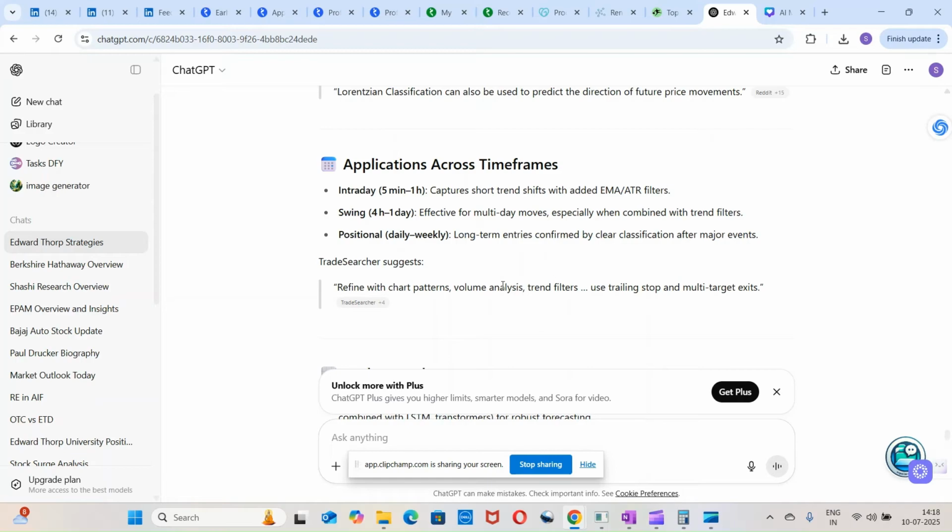TrendSearcher suggests refining with chart patterns, volume analysis, and trend filters, and using trailing stops and multi-target exits. So when you use this Lorentzian classification with chart patterns, which is price action, volume analysis, and trend filters, and use trailing stops or ATR stops, then it gives better results.